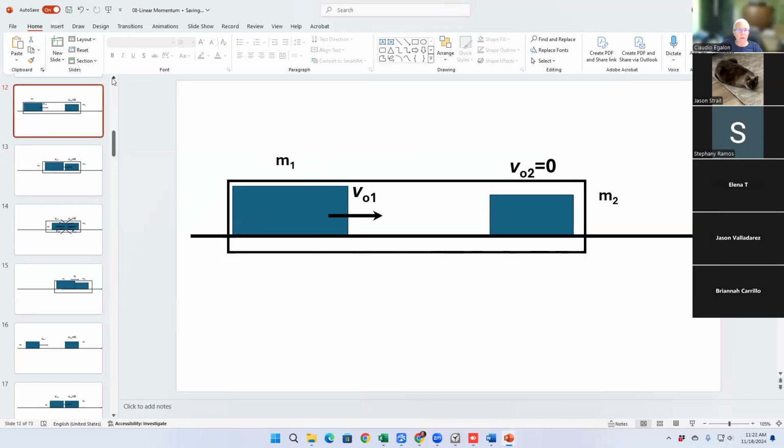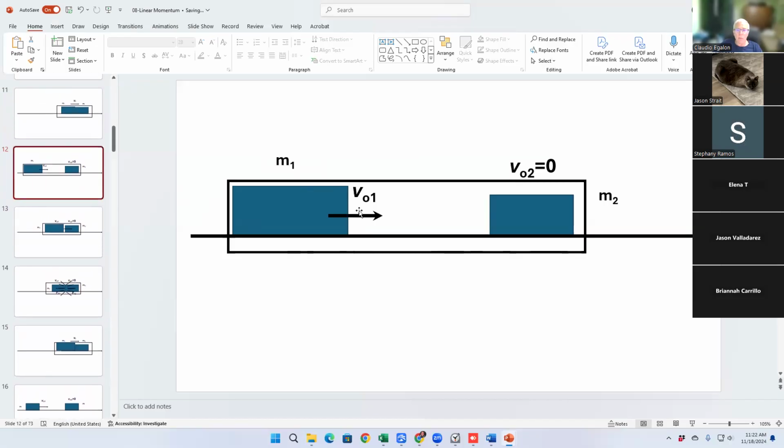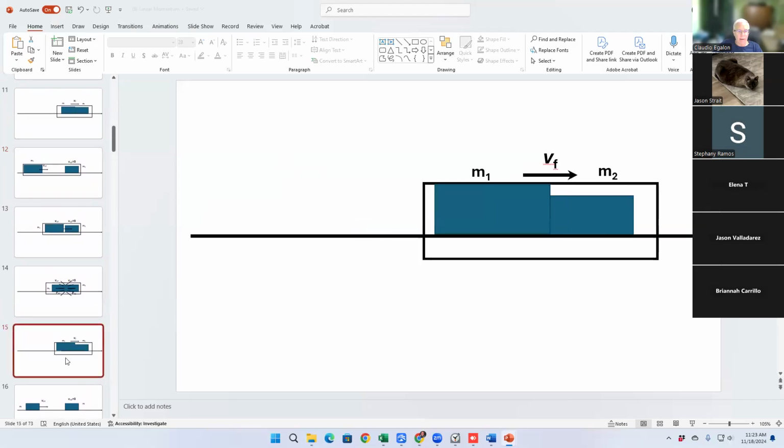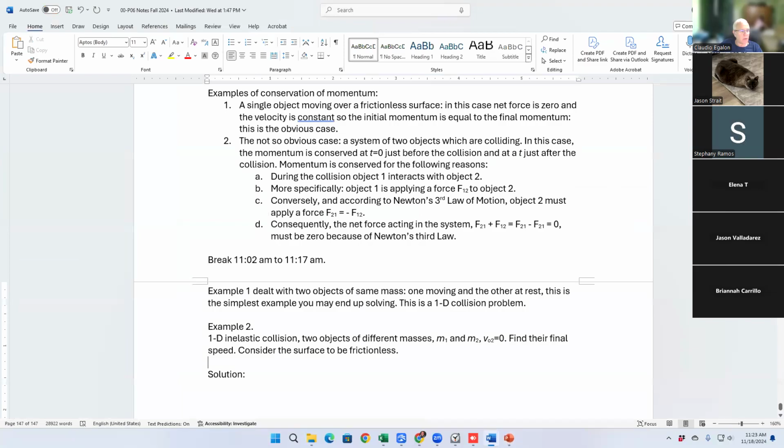And now we can start. Here you go. Initial momentum, right? Final momentum with a final velocity. Inelastic collision. Again, in order to have an inelastic condition, we can attach a Velcro between those two masses. So let's do the step-by-step solution, right?